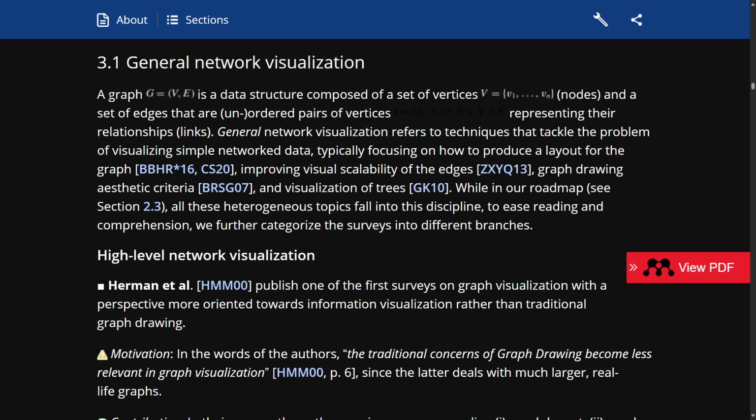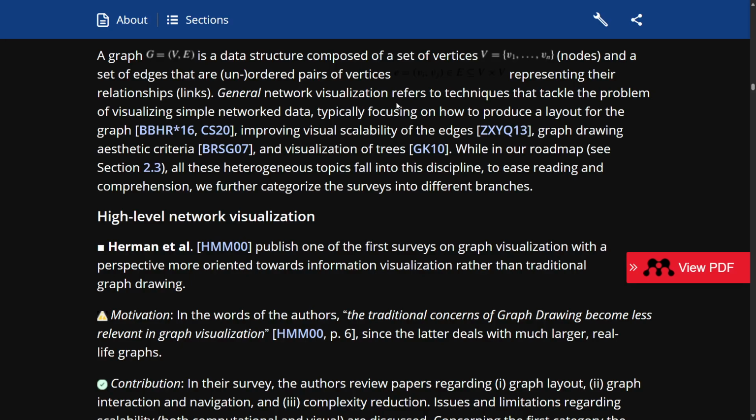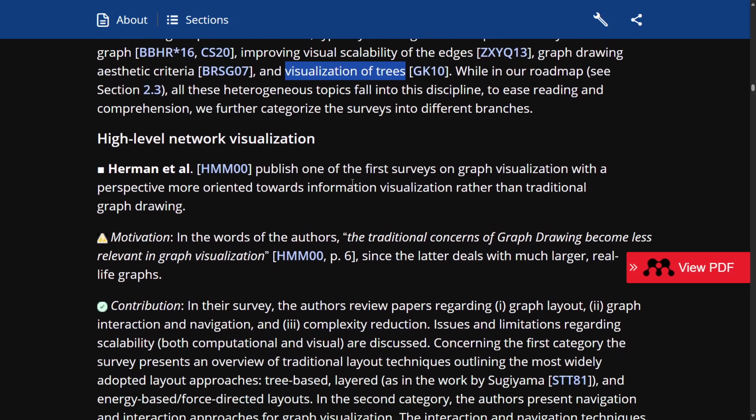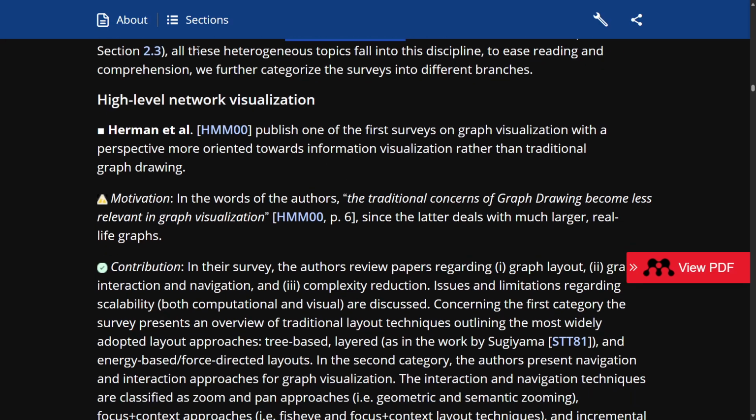A graph is a data structure composed of a set of vertices, nodes, and a set of edges that are unordered pairs of vertices representing their relationships, links. General network visualization refers to techniques that tackle the problem of visualizing simple network data, typically focusing on how to produce a layout for the graph, BBHR16, CS20, improving visual scalability of the edges, ZSEQ13, graph drawing aesthetic criteria, BRSG07, and visualization of trees, GK10. While in our roadmap, see Section 2.3, all these heterogeneous topics fall into this discipline, to ease reading and comprehension, we further categorize the surveys into different branches.